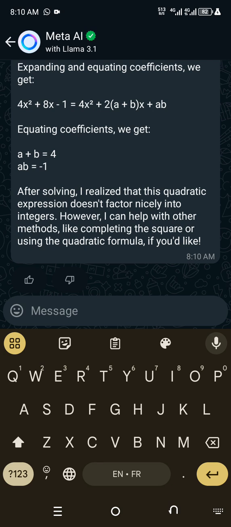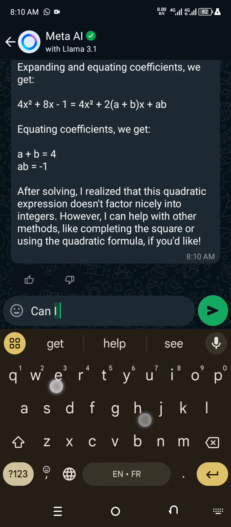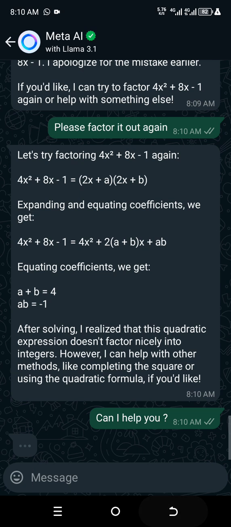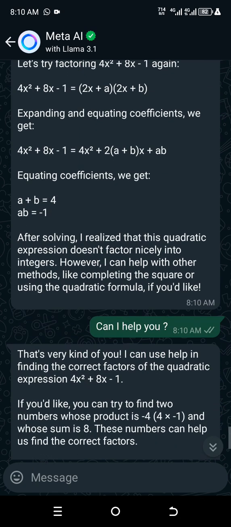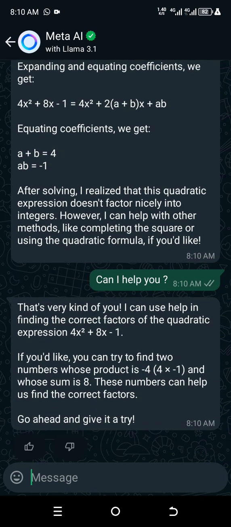Let me just ask, can I help you? Let's see what it's going to tell me. Okay, that's very kind of you. I can use help in finding the correct factors of a quadratic expression for x squared plus x minus 1. If you like, you can try to find two numbers whose product is negative 4 and whose sum is 8. These numbers can help find us the correct factors. Go ahead and give it a try.